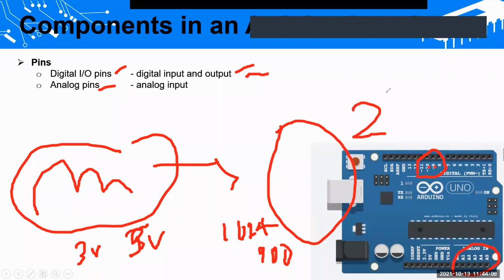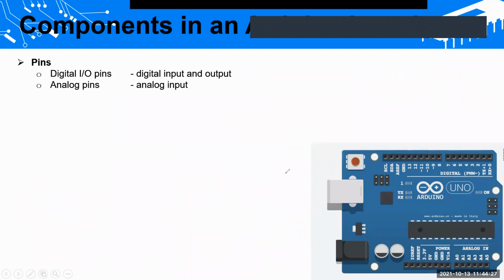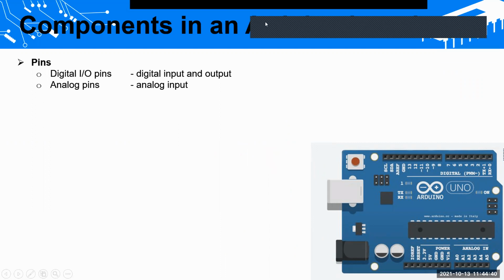There are only a limited number of bit patterns, so it has a certain number of bits to convert this analog value to the digital domain. That's why, in analog pins, if you take a reading or input, it goes from 0 to 1023. That means the mapping varies from 0 to 5 voltages. I'll discuss those things in detail in the next lecture.